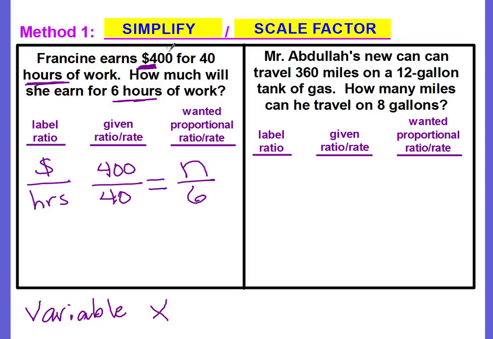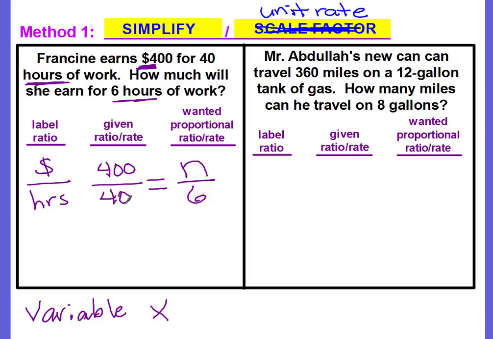And now we solve. We're going to simplify or use a scale factor. I'm sorry, this actually should not say scale factor. This should say unit rate. Sorry about that. Simplify or find the unit rate. We could find out how much for 1, or we could just simplify.